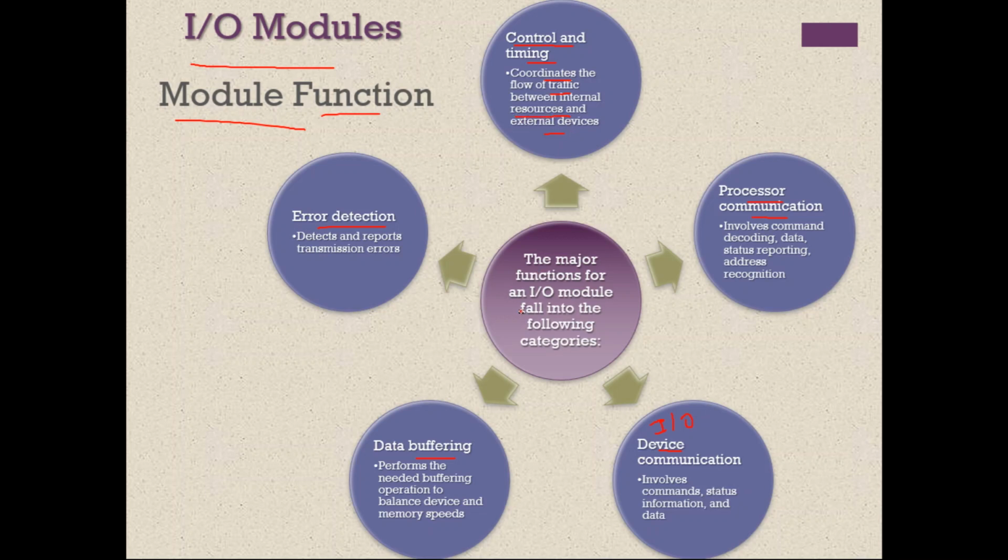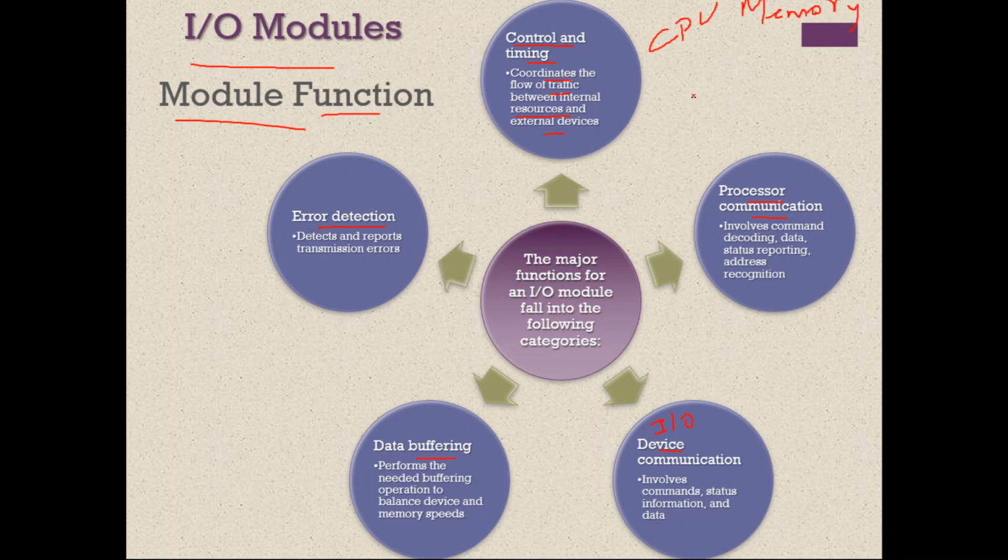Devices always refers to the external device. Internal resources means CPU, and mainly we are talking about CPU and memory. CPU and memory are the two internal resources we are talking about, right? And what is an external device? External device means any IO device, any IO device.